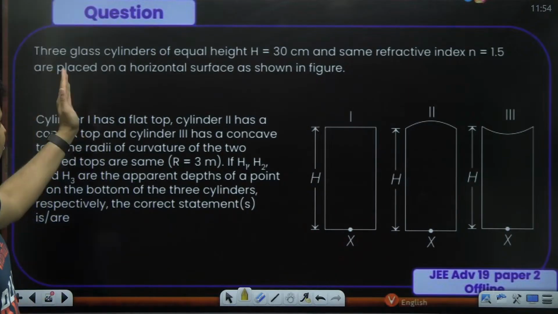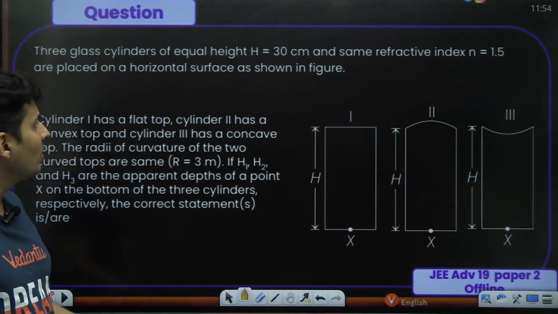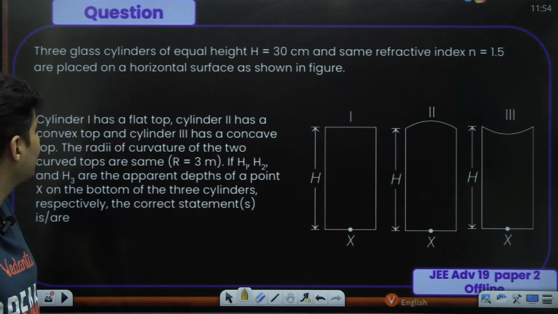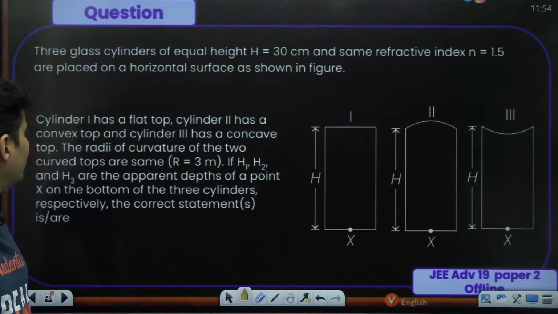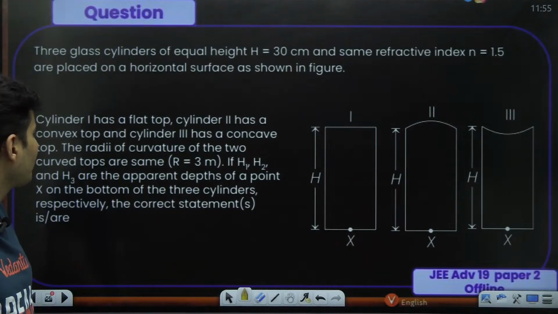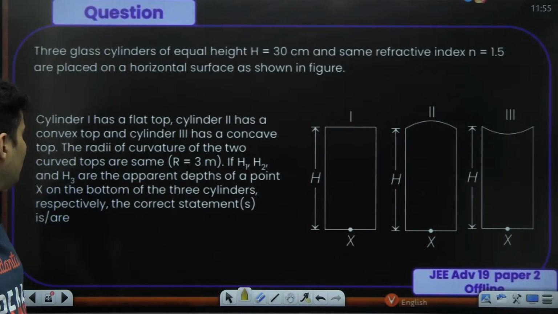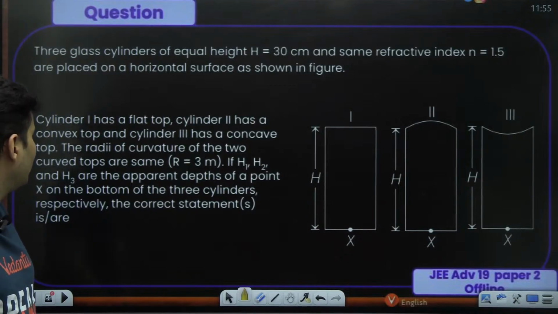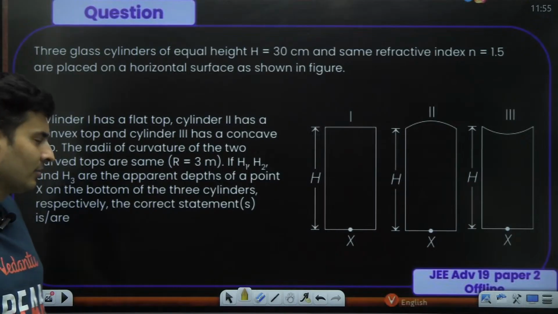Now, there are three glass cylinders of equal heights and the same refractive index which are placed on a horizontal surface as shown in the figure. Cylinder 1 has a flat top, cylinder 2 has a convex top, and cylinder 3 has a concave top. The radii of curvature of the two curved tops are the same. If H1, H2, H3 are the apparent depths at a point on the bottom of the three cylinders respectively, the correct statements are required.